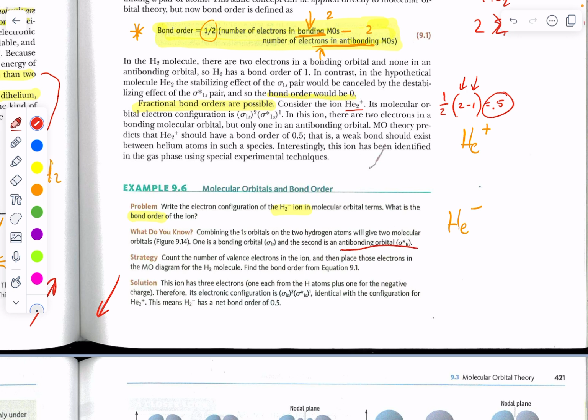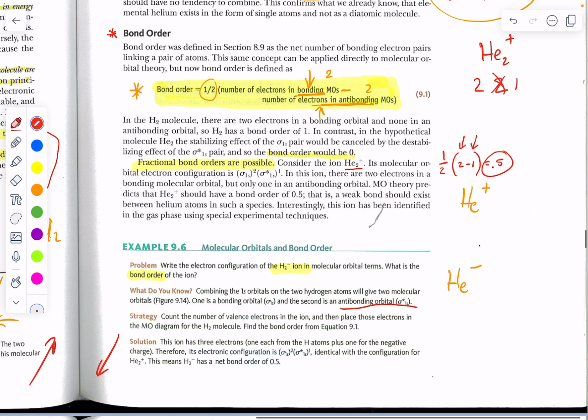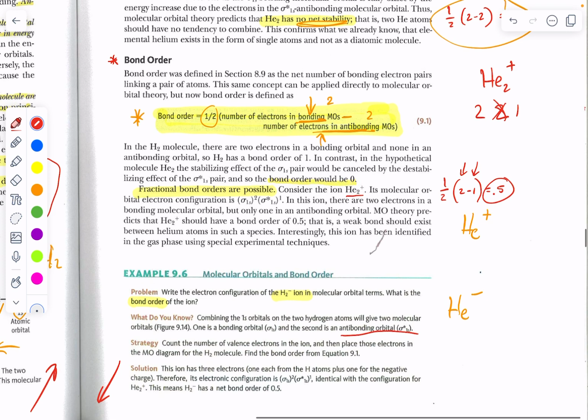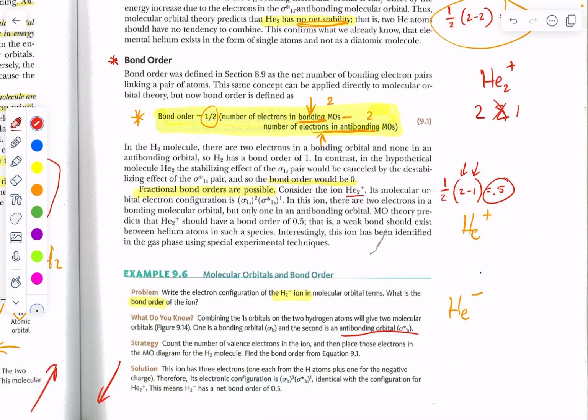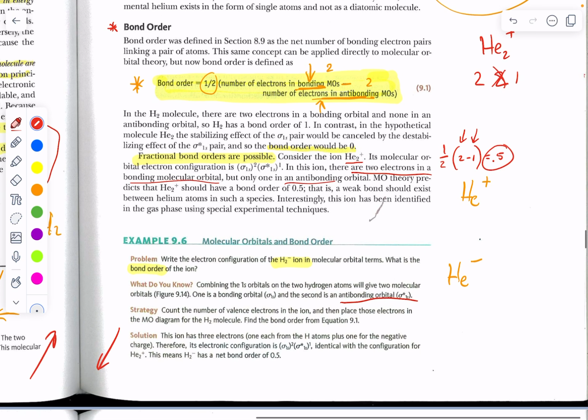And so let's add that up. I'm double checking my thinking here. Going back to the He2 plus, there are 2 electrons in the bonding molecular orbital, only 1 in the anti-bonding. We have a positive 0.5. It's a weak bond, but it could exist.